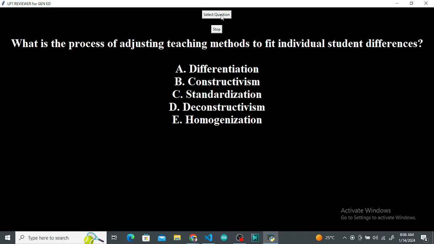What is the process of adjusting teaching methods to fit individual student differences? A. Differentiation. B. Constructivism. C. Standardization. D. Deconstructivism. E. Homogenization. The correct answer is differentiation.